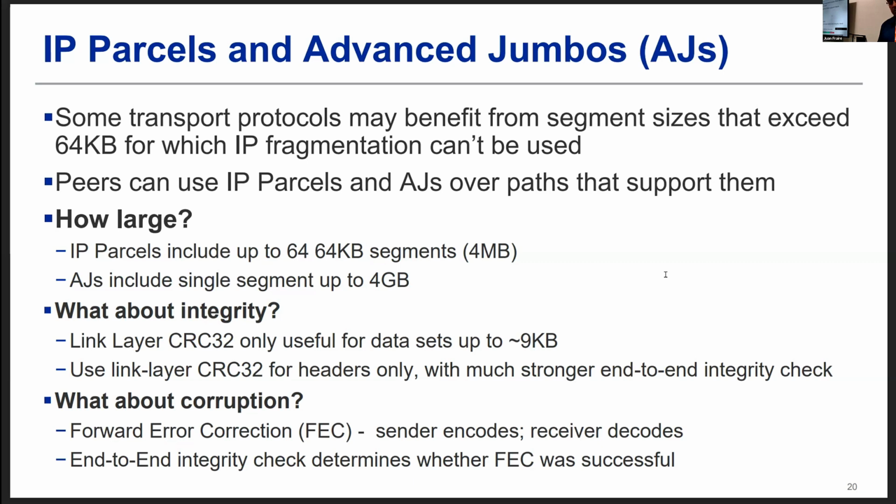The sender would encode with forward error correction, the receiver decodes with forward error correction, and then the end-to-end integrity check determines whether the FEC was successful. By doing this, we can send large packets without having to retransmit even if we had just a couple bits of corruption, because the forward error correction would correct that corruption.